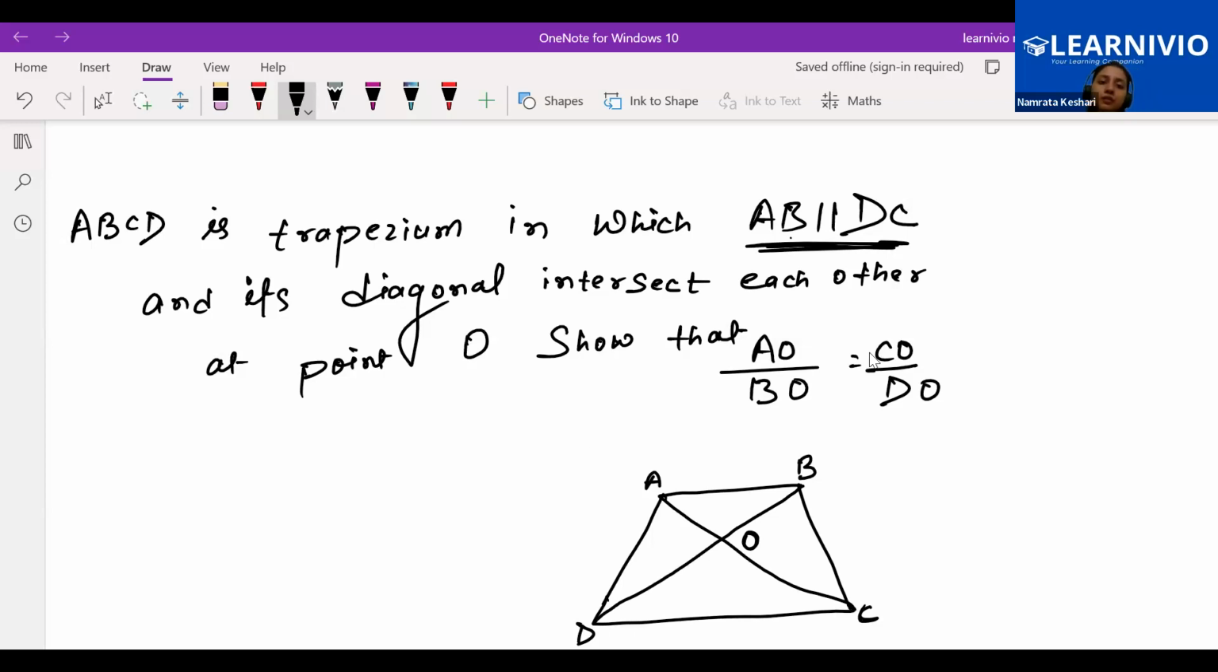Okay, to show it, if we make one construction from here, let me check whether it will work or not. Just a second.